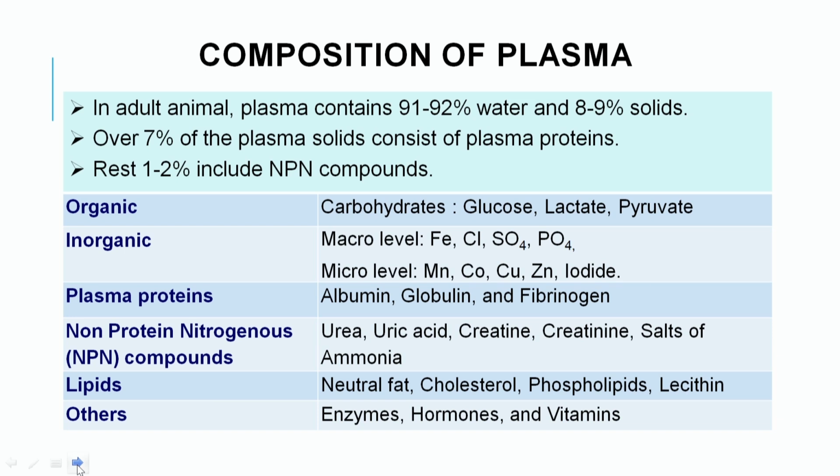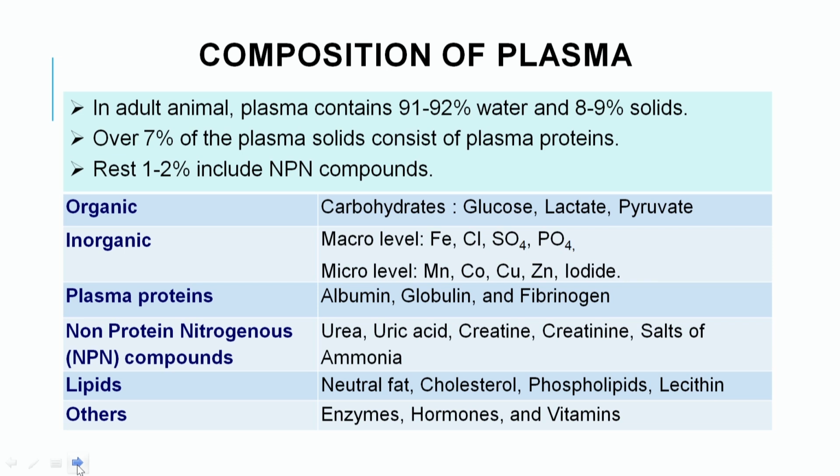The rest, 1 to 2%, includes the non-protein nitrogenous compounds. If you see the various components, the organic components include carbohydrate, glucose, lactate and pyruvate. Inorganic components, at micro level, include iron, and also manganese, cobalt, copper, zinc and iodide. Plasma protein includes albumin, globulin and fibrinogen. Non-protein nitrogenous compounds are urea, uric acid, creatinine, and salts of ammonia.